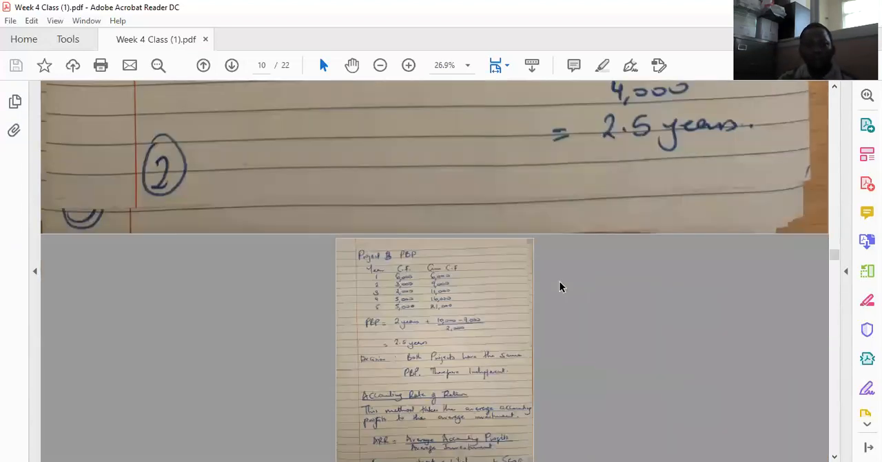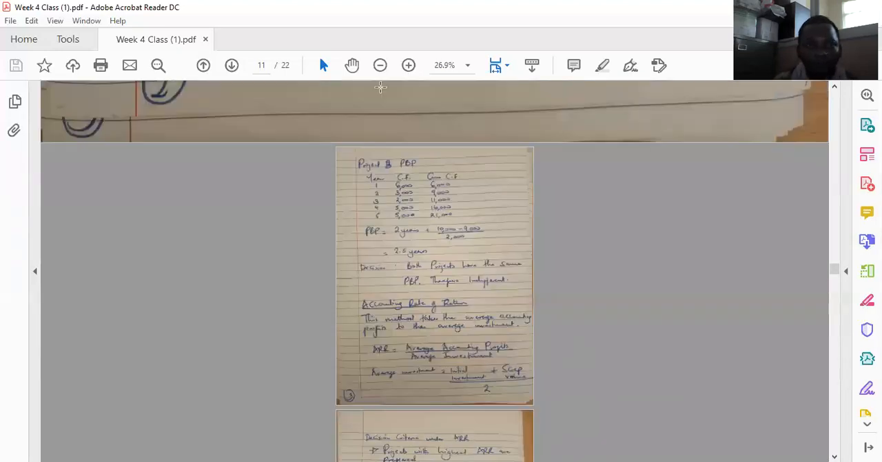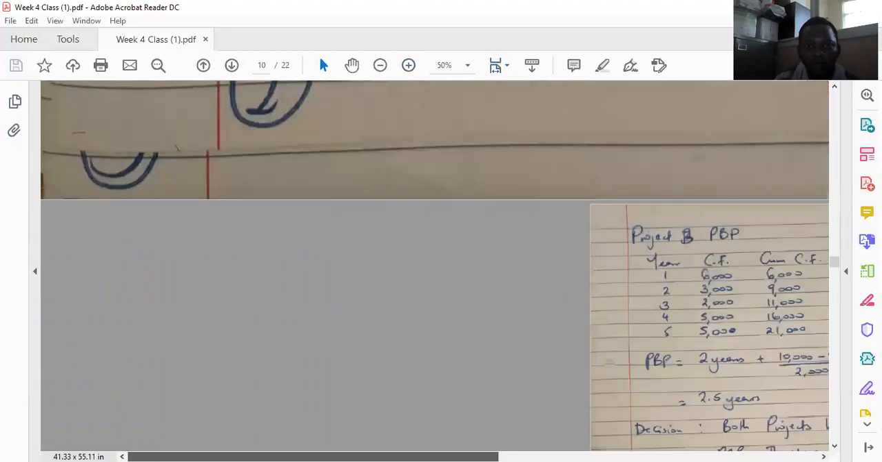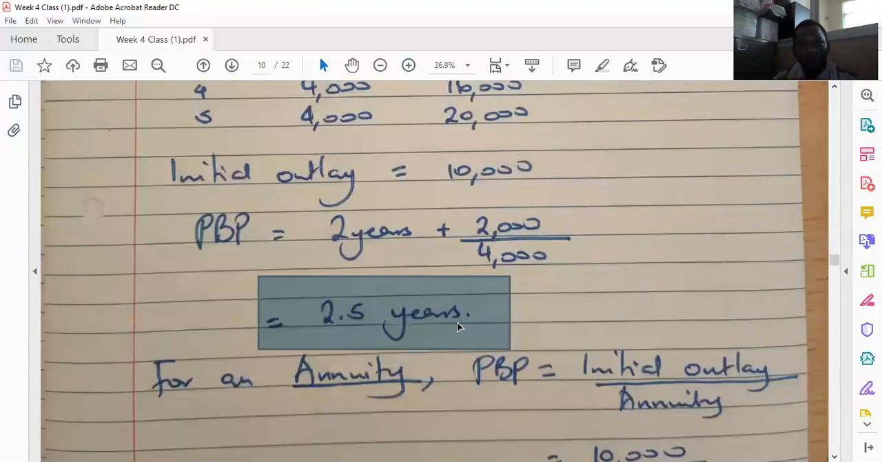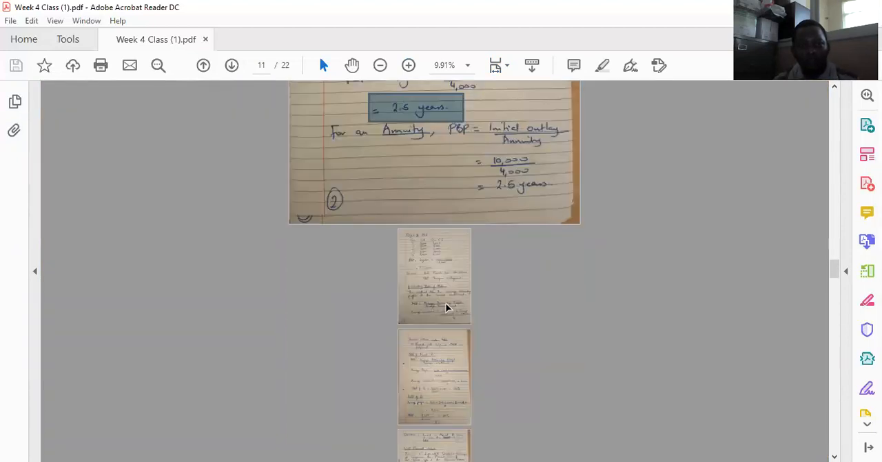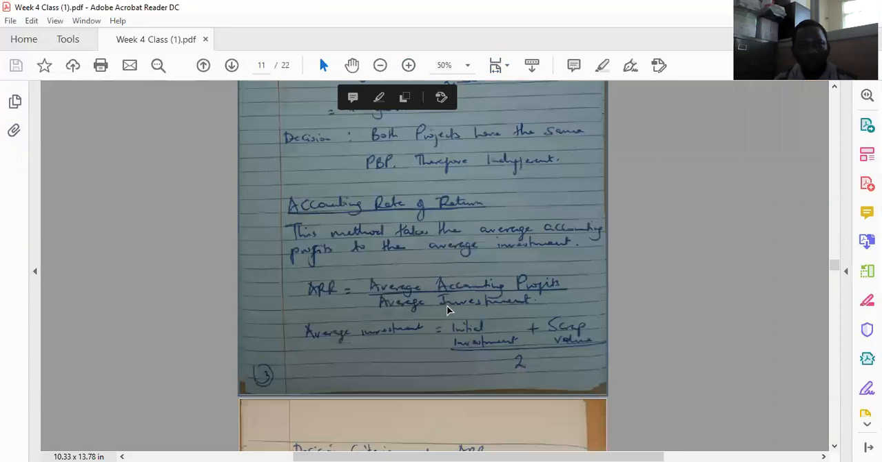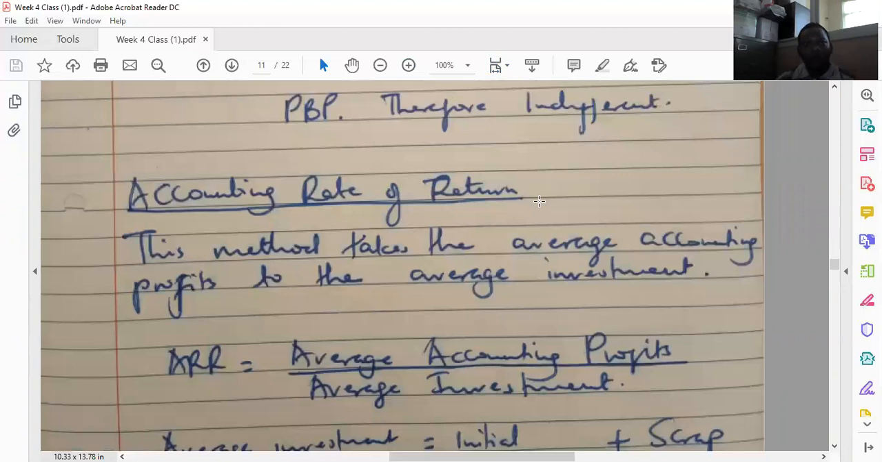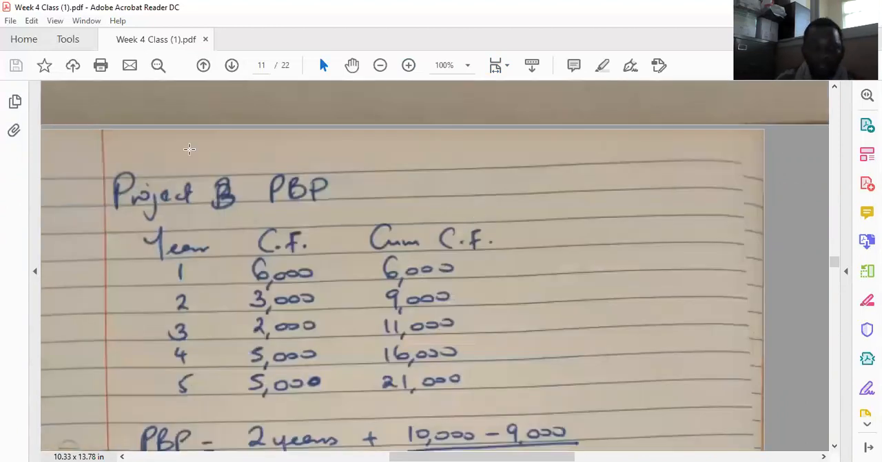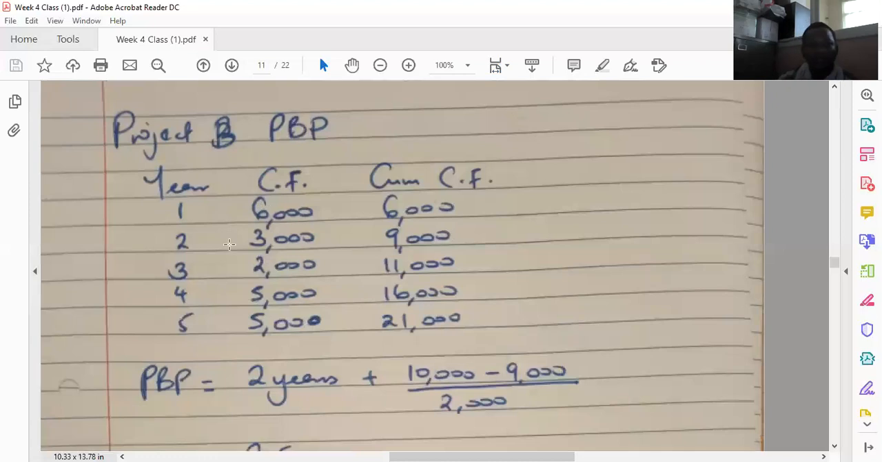Then we do the payback period of project B. The payback period of project B, allow me to maximize this. For project B, these are the cash flows as per the question. So year 1, 6,000, year 2, 3,000, year 3, 2,000, year 4, 5,000, and year 5, 5,000.